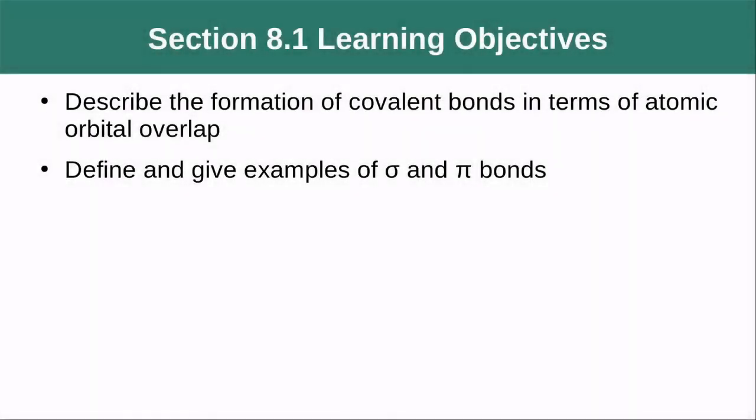In section 8.1, we're going to describe the formation of covalent bonds in terms of atomic overlap, and we're going to define and give examples of sigma and pi bonds.